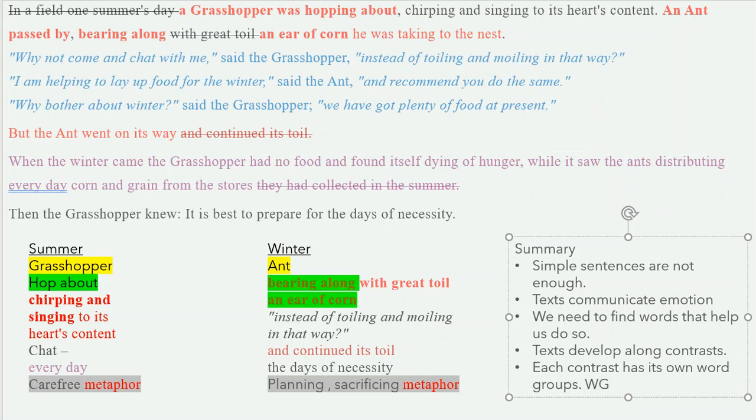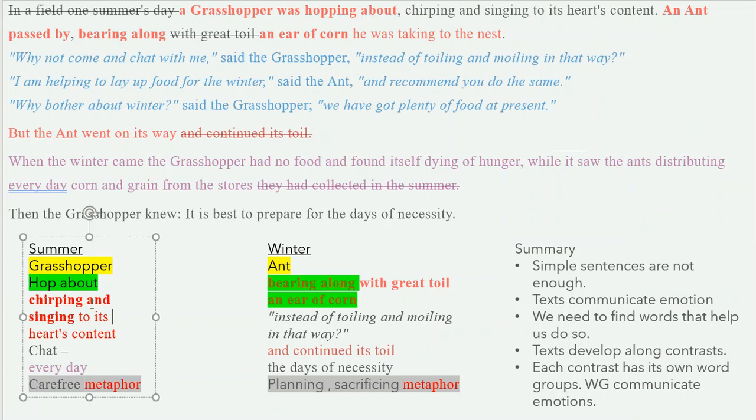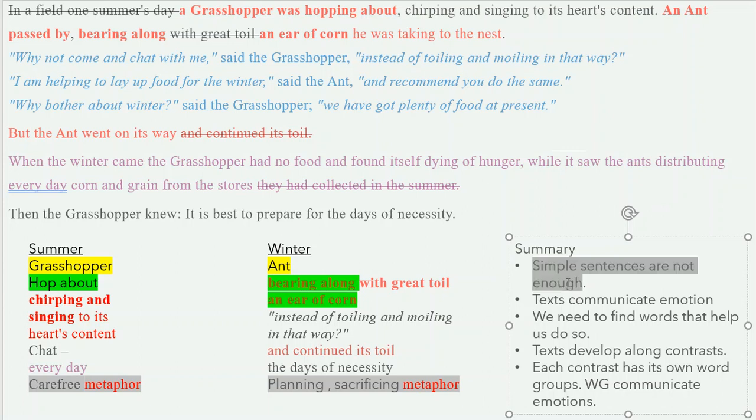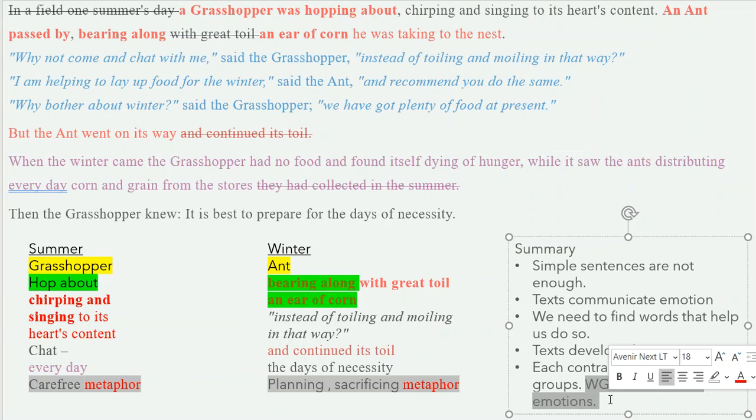And those word groups communicate emotions. All right? They did here. Emotion of being carefree and emotion of working. So simple sentences wouldn't have done it. They don't do it. That's not enough. Texts communicate emotions. So they need word groups specifically created to do so.